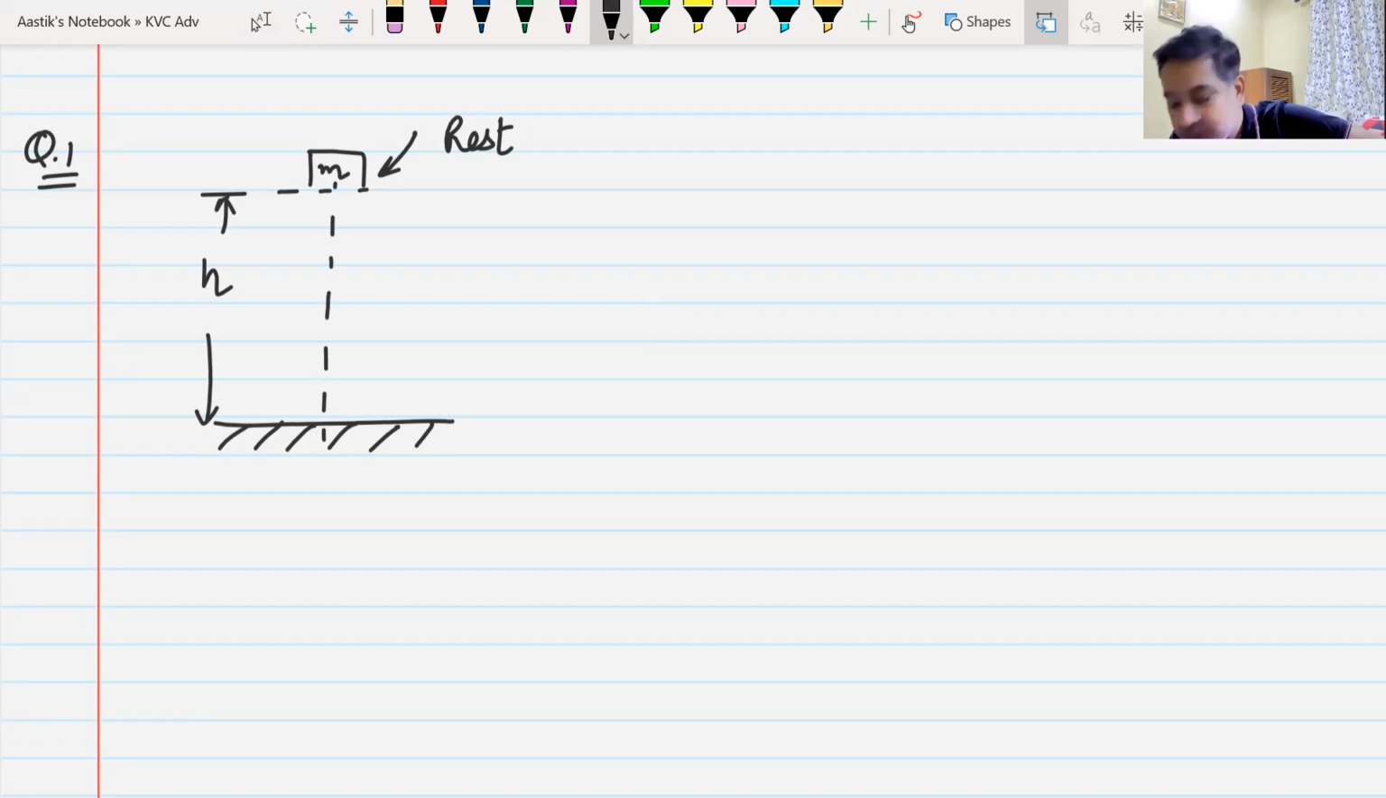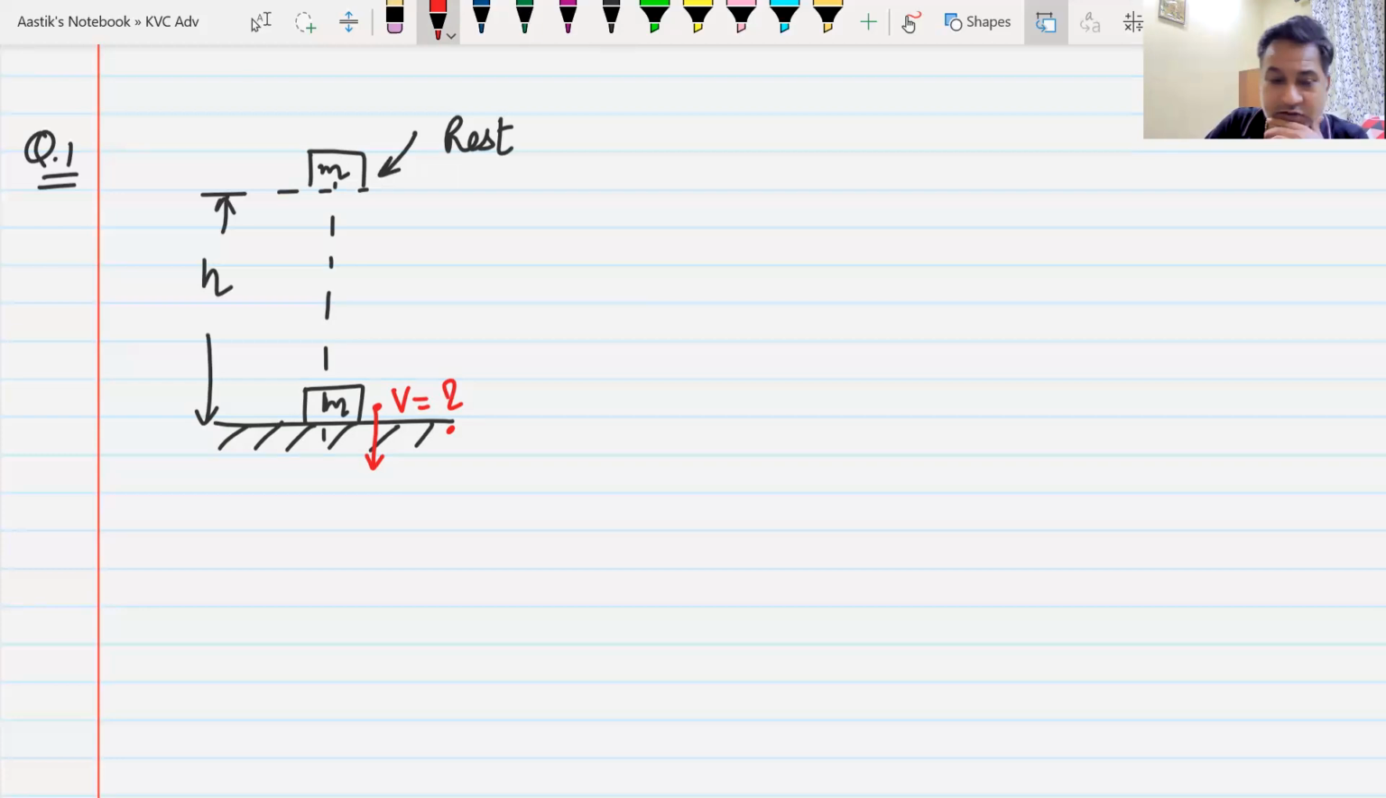It comes down, sir. It will strike the ground, or just before striking the ground, it will have some velocity. Yes or no? Yes, sir. With what velocity does it strike the ground? That is the question. I'll give you 2 minutes to think about it and get me the answer. Acceleration due to gravity should be taken as g. Can you tell me the answer for this one? 2 minutes.